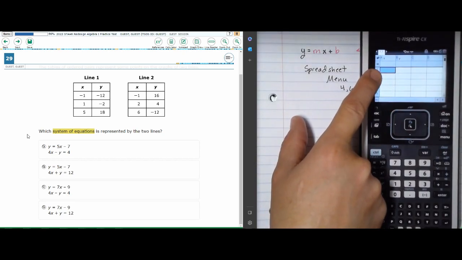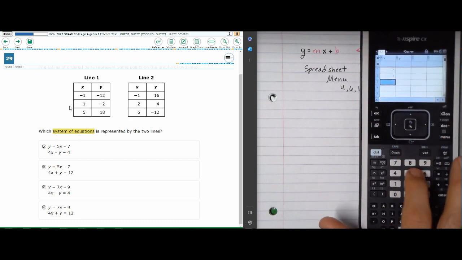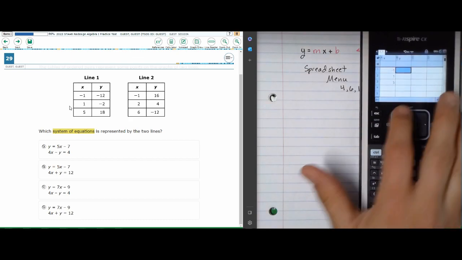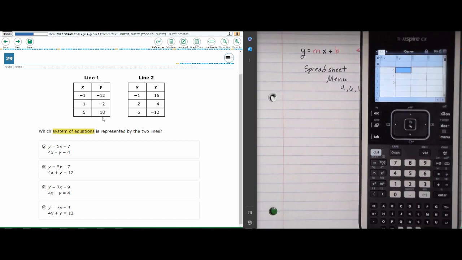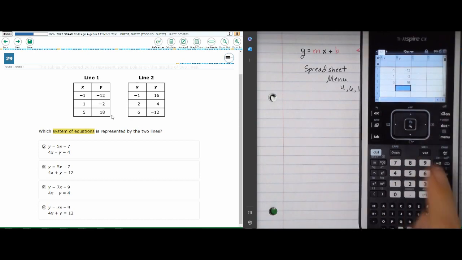So let me start with the X values. My X values over here in line 1 are -1, 1, and 5. So -1, 1, and 5. On the second column, for my Y values, I have -12, -2, and 18. So -12, -2, and 18. Now I'm going to click out of that box.